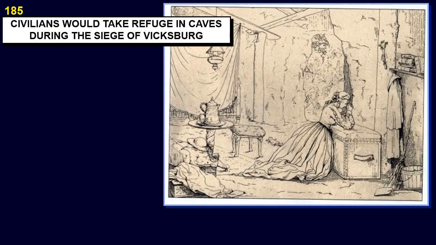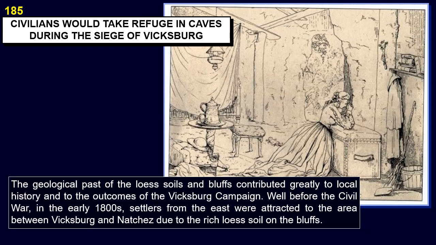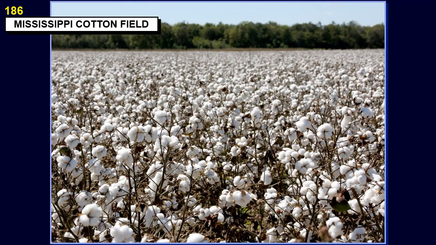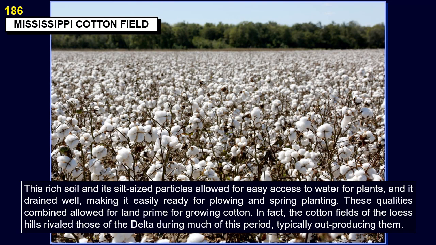The geological past of the loess soils and bluffs contributed greatly to local history and to the outcomes of the Vicksburg campaign. Well before the Civil War, in the early 1800s, settlers from the east were attracted to the area between Vicksburg and Natchez due to the rich loess soil on the bluffs. This rich soil and its silt-sized particles allowed for easy access to water for plants, and it drained well, making it easily ready for plowing and spring planting. These qualities combined allowed for land prime for growing cotton.